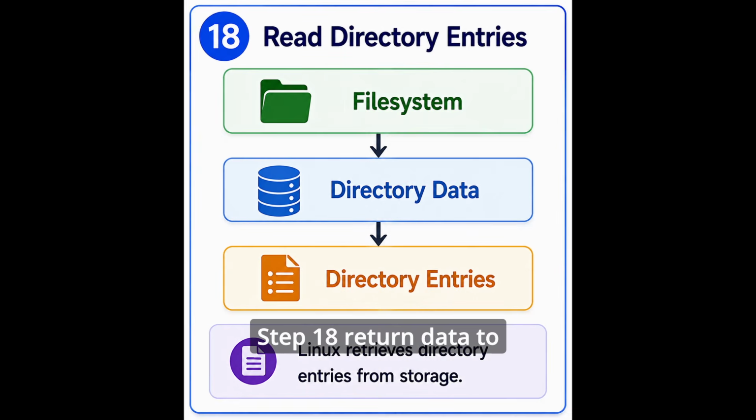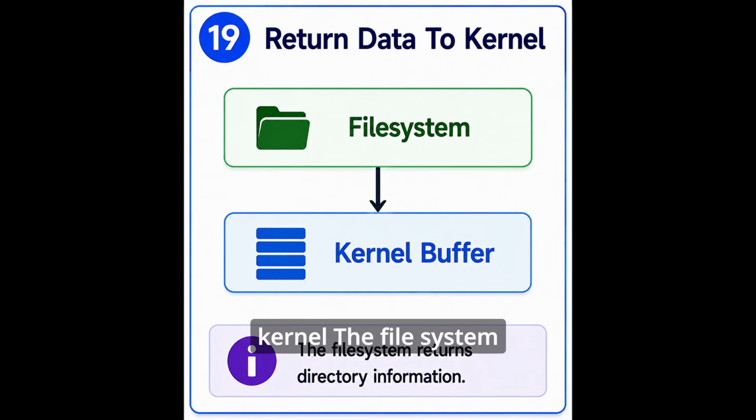Step 18. Return data to kernel. The file system returns the directory information to kernel buffers. The data is now available inside kernel space. Linux verifies the operation and prepares to return the results to the waiting application. The request is almost complete.